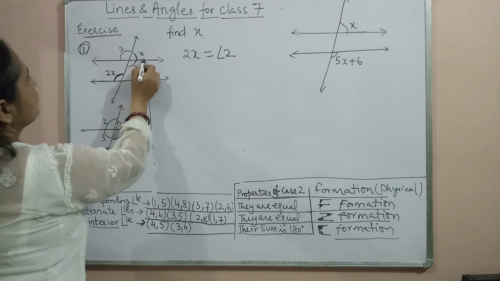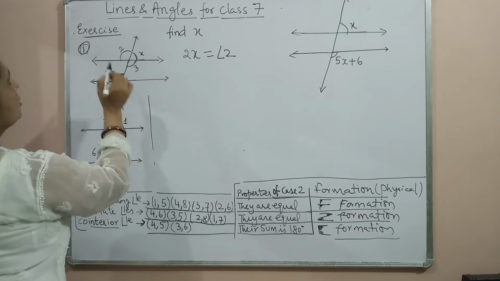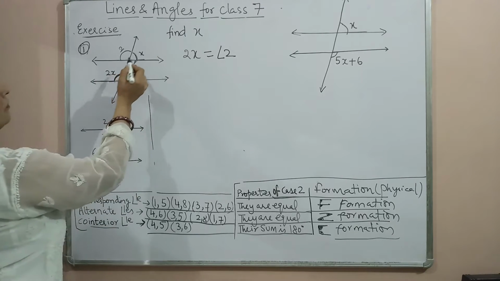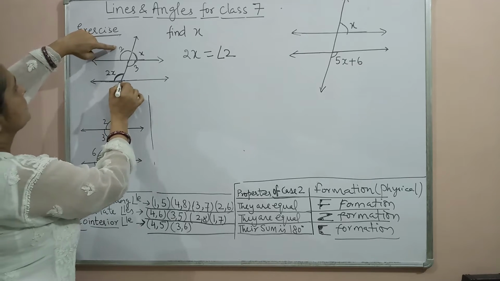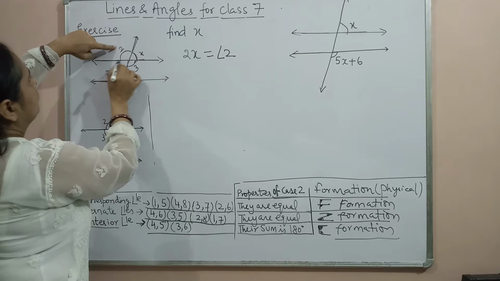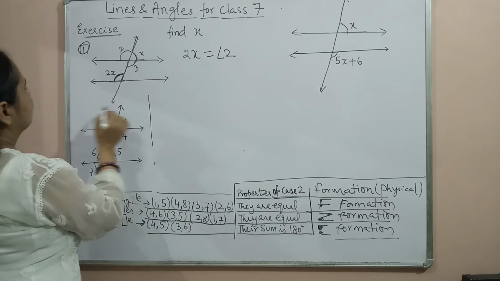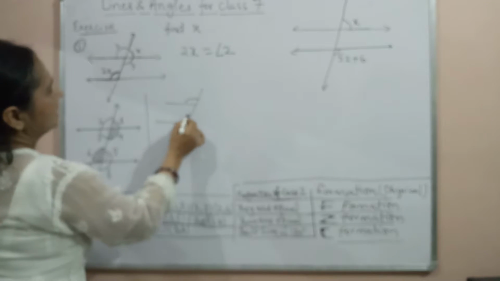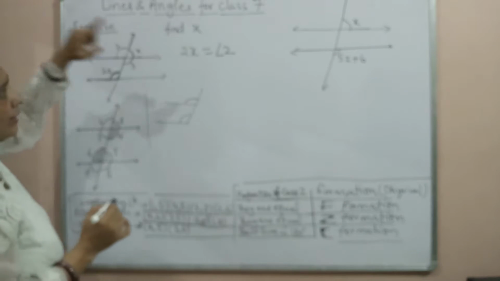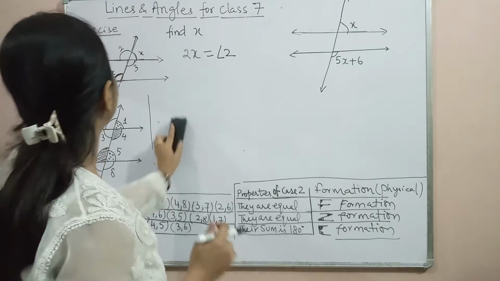You can see this is a Z formation, right? And if we connect this angle with this angle, you can see this F formation, right? So in this F formation, this angle and this angle are equal. This angle 2x and angle 2 are equal. In the same way, we have 2x and this angle is 3, so these two are also equal.